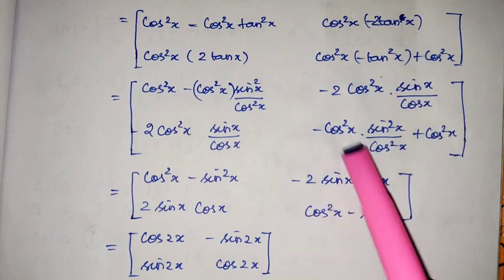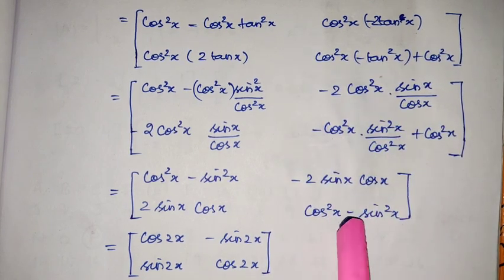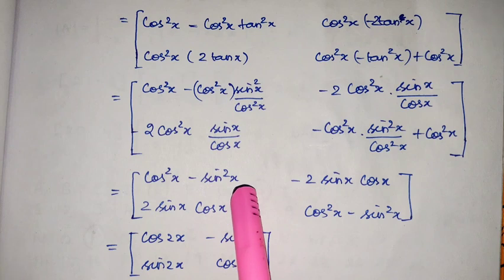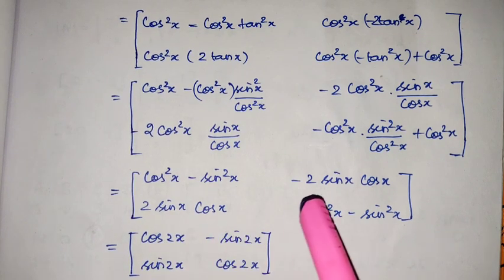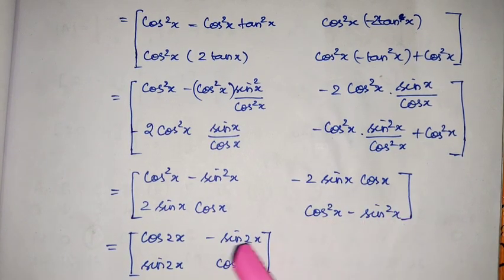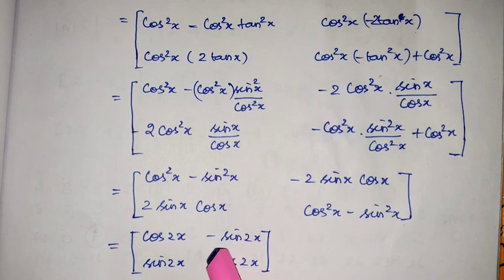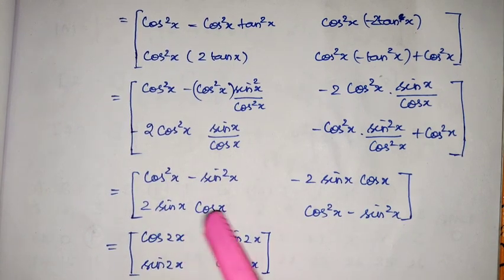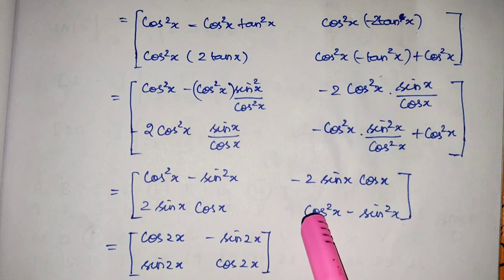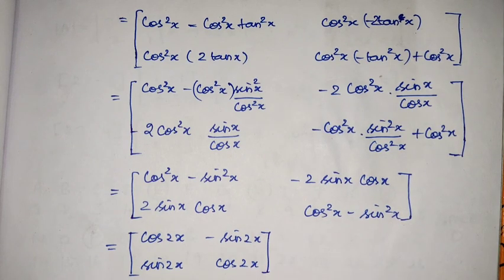So cos square x minus sin square x. And you know that cos square x minus sin square x is cos 2x, and 2 sin x cos x is sin 2x. There is a minus, so I have written the minus. Same way here, 2 sin x cos x is sin 2x, and cos square x minus sin square x is cos 2x, and that's all.